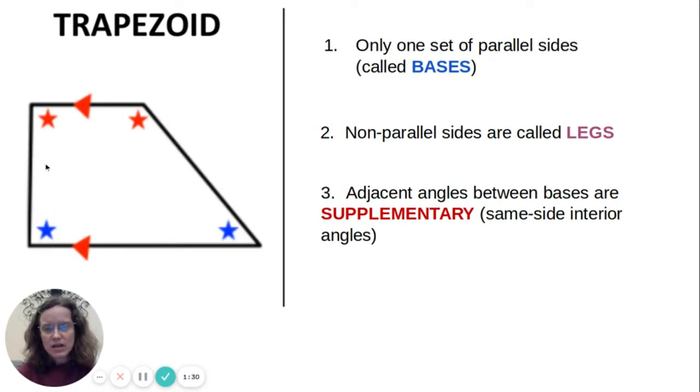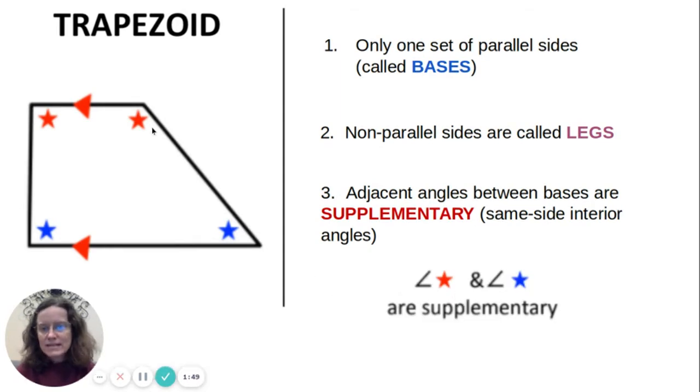I've marked them in different colors because we have no way of knowing how big they are. They are not necessarily congruent, but they should be supplementary. The same with these two. I've got parallel lines and a transversal cutting them across. And so these two angles right here have to be supplementary.